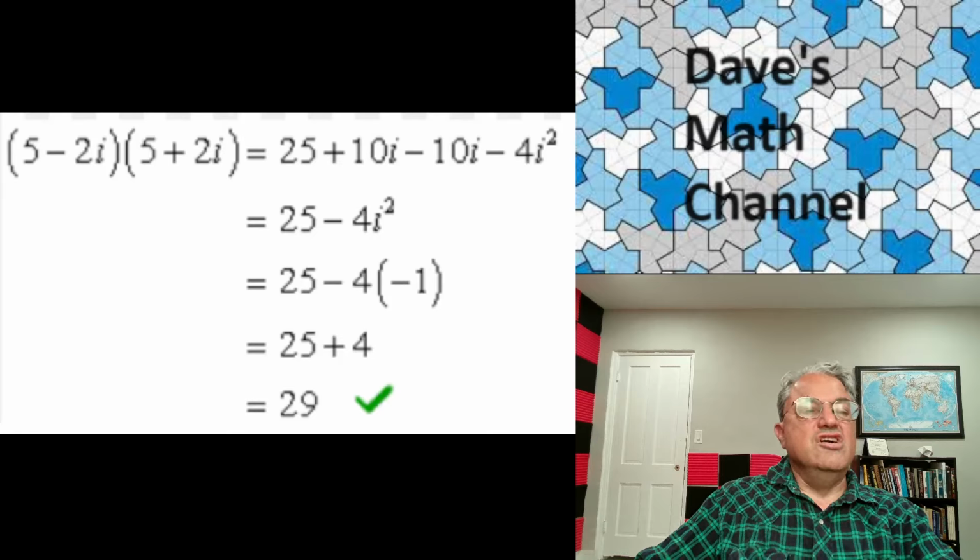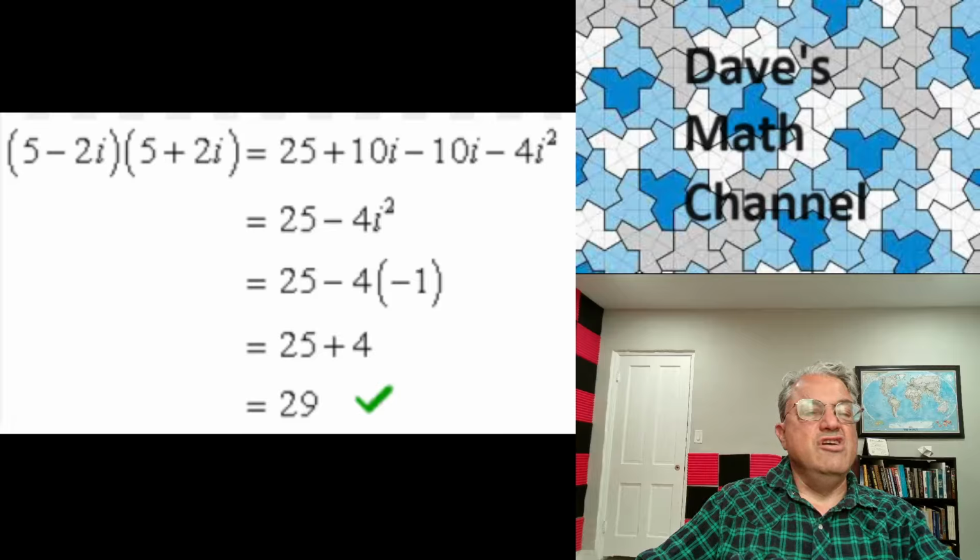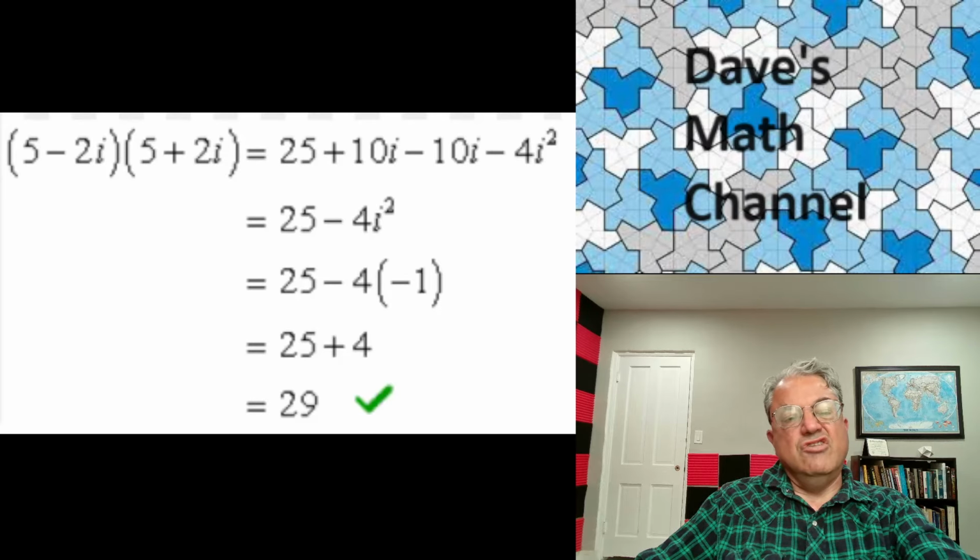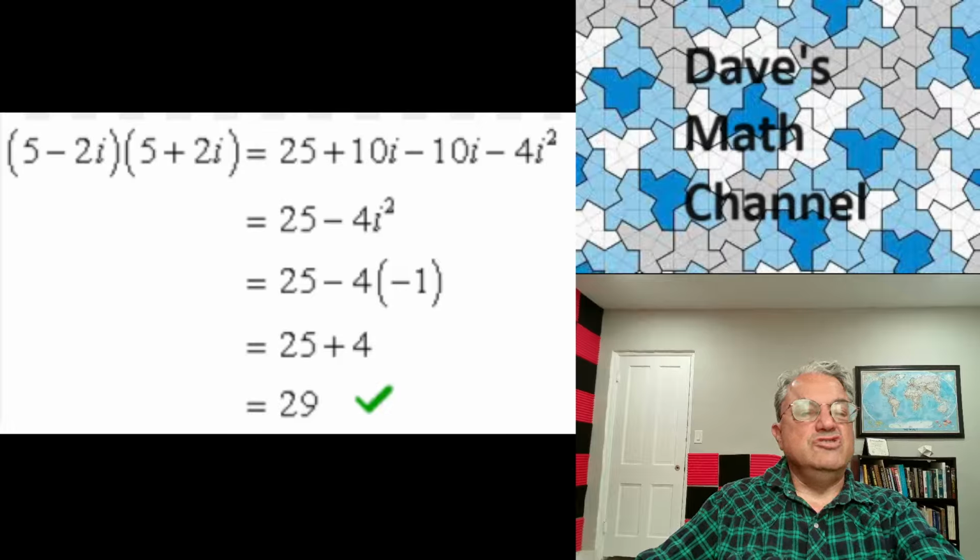You can see that the terms in the middle cancel. You've got plus 10i and minus 10i, that gives you 0, so there's no imaginary component. And then minus 4i squared, since i squared is minus 1, this is just minus 4 times minus 1, which is plus 4. So in the end, you get 25 plus 4, which is 29. Pretty neat. And you always get a non-negative real number when you do this. It's just the square of the absolute value of 5 minus 2i in this case.